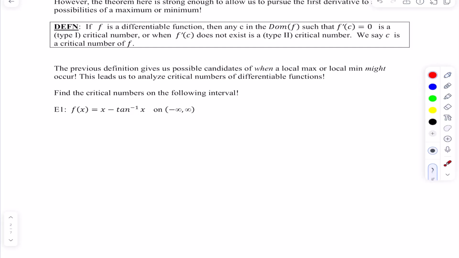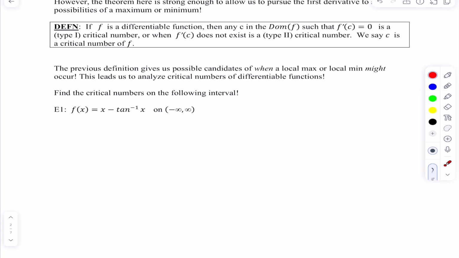And when we look for these minimums and maximums, we're really going to rely on a differentiable function, okay, which gives us the following definition. If f is a differentiable function, then any c in the domain of f such that f prime of c is equal to 0 is a type 1 critical number. Or when f prime of c does not exist, is also a type 2 critical number. We say c here is a critical number of f of x.